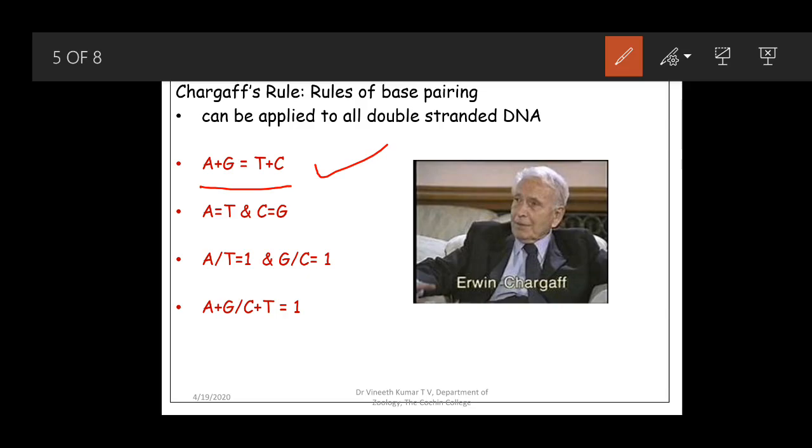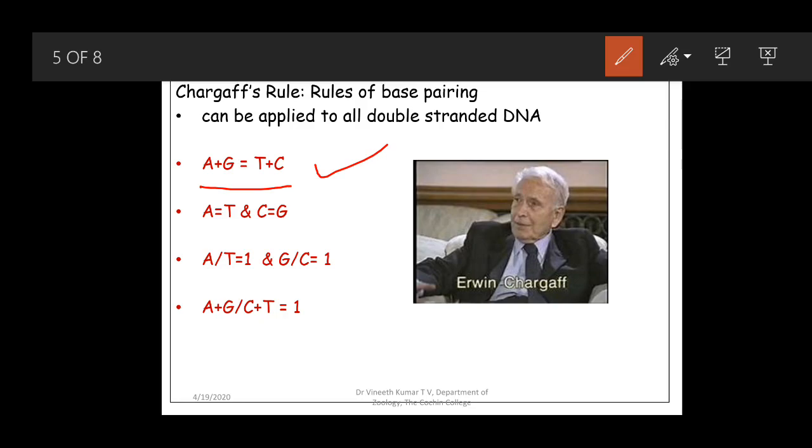The other, the total number of purines divided by the total number of pyrimidines, because purine is always pairing with pyrimidine, the numbers will always be the same and the ratio will be 1. So this is what is called the Chargaff rule. These Chargaff rules were a key to establishing the three-dimensional structure of DNA, which was described later by Watson and Crick.